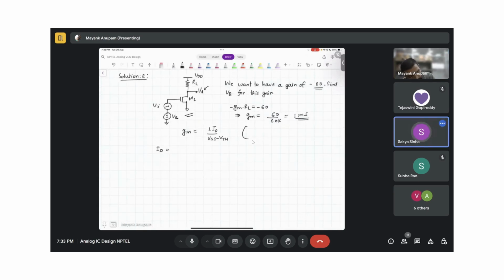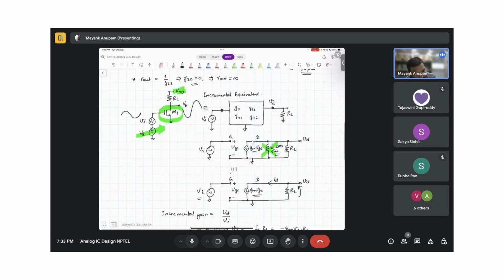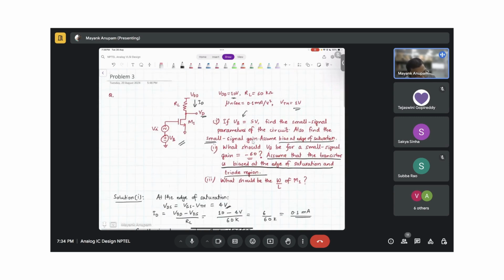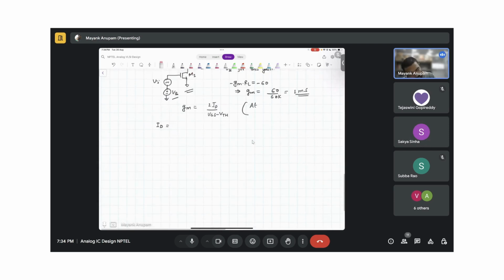Four volt, I think. No, that was when VB was known, right? I have to find out what the VB is here. The question itself is what should the VB be? It's not the 4 volt anymore, right? So at the edge of saturation, VDS is equal to VB minus VTH. Okay, this much is known to us.